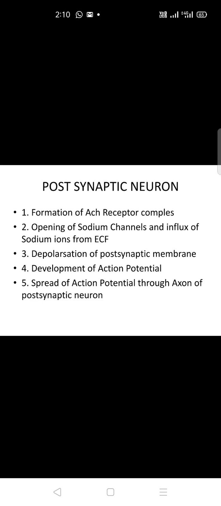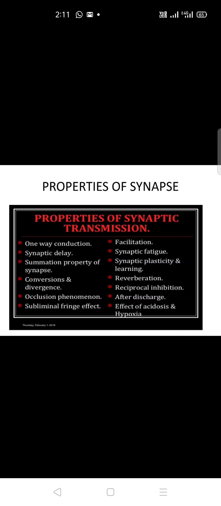So initially from ECF, calcium ions entered the presynaptic terminal. Now from the ECF, sodium ions are entering into the postsynaptic terminal. So we call this depolarization of the postsynaptic membrane. After the depolarization, there is a development of action potential. So this helps in the spreading of the action potential through the axon of the postsynaptic terminal.